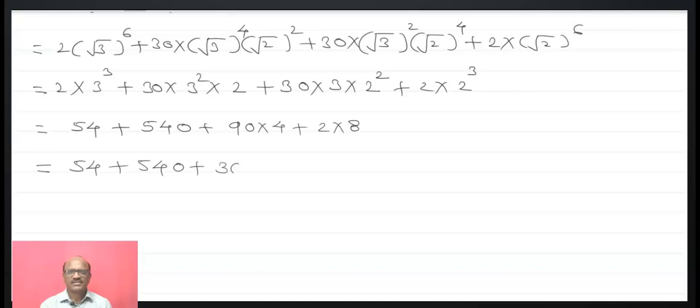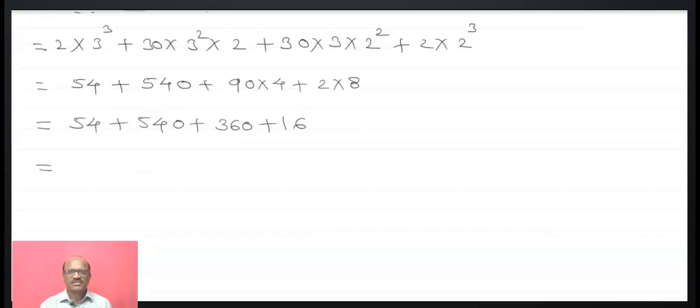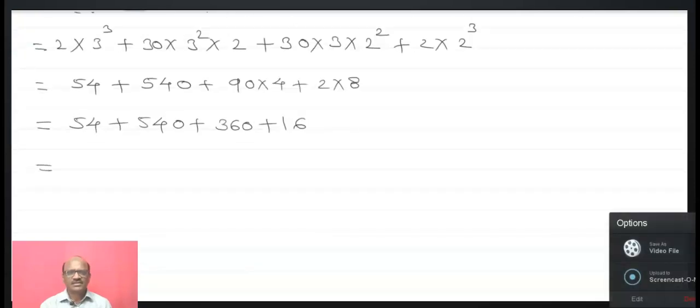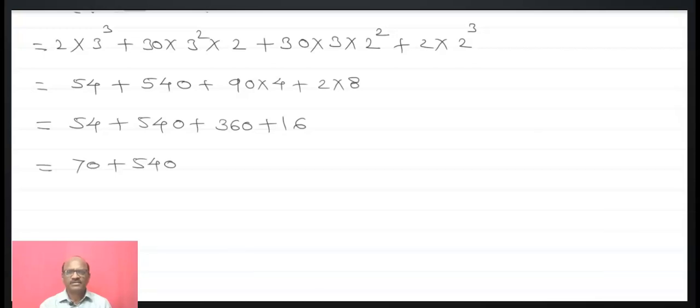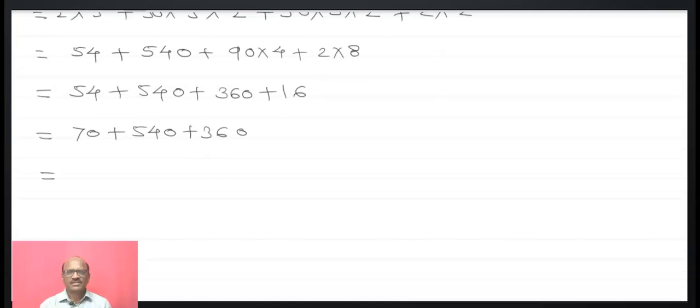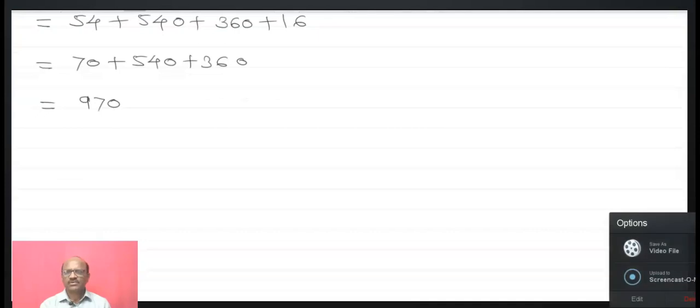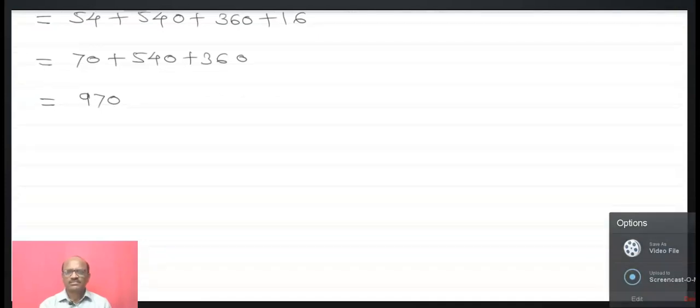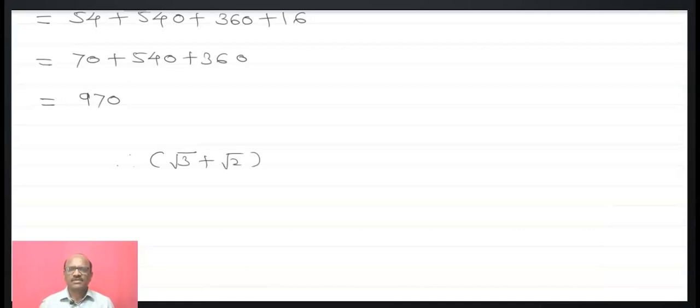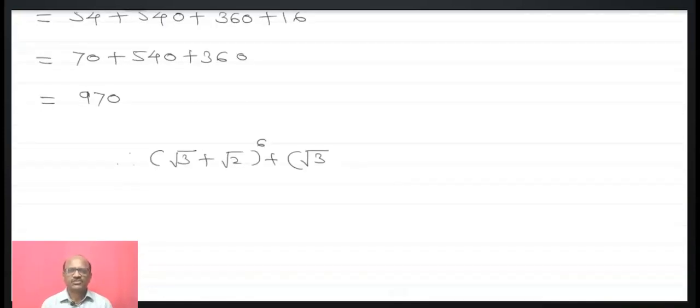You can add it. 360 plus 18, 360 plus 16, 54 plus 5, and the final answer is 970, that we want to prove. Therefore, root 3 plus root 2 bracket raised to 6 is equal to root 3 minus root 2 bracket raised to 6, that is 970.